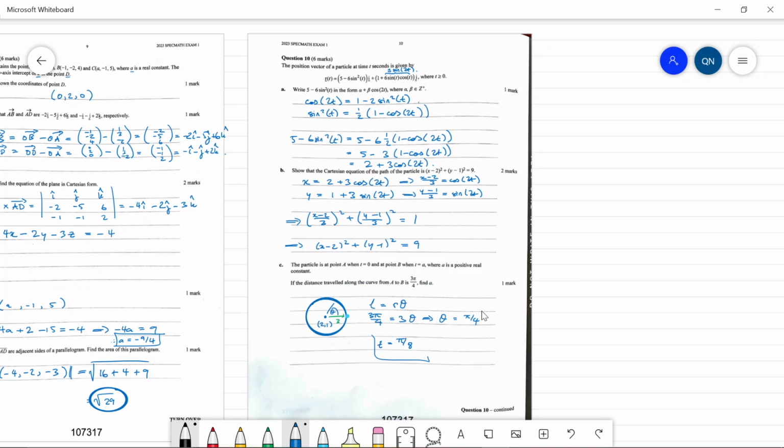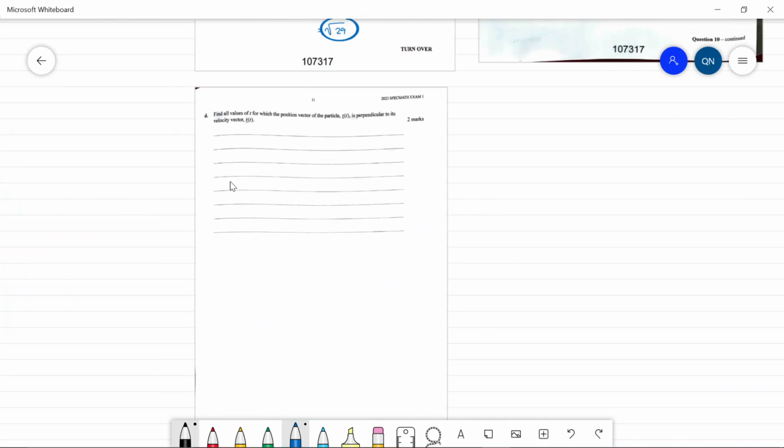Oops, what's happening over here? So how many marks was that? That was 4 marks, so I got 2 marks left. And we got 7 minutes left. Hopefully we can do this.